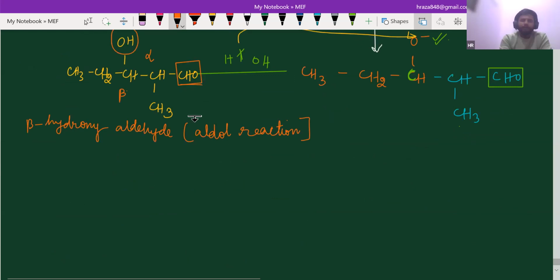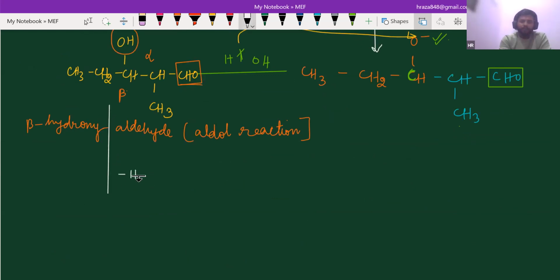Very good. Now you can see that to do aldol condensation, you are going to remove H2O. That means H from alpha and OH from beta. As you can see, this is beta, so OH will be removed from here, and alpha is here, so this hydrogen will be removed. So there will be a double bond between carbon and carbon.